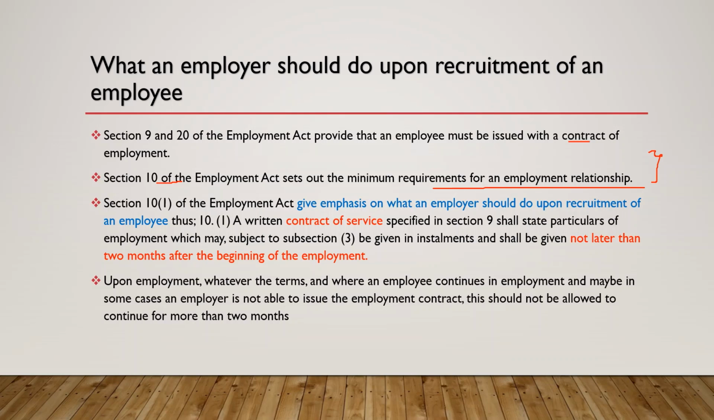And remember that once a person has been given a job, then according to the law, they must be issued with a contract not later than 2 months after beginning employment. And if a contract happens to be oral, then the responsibility is upon the employer to go ahead and put it in writing, as you can already see. The key sections here, as I've listed on your screen, are Sections 9, 20, and Section 10.